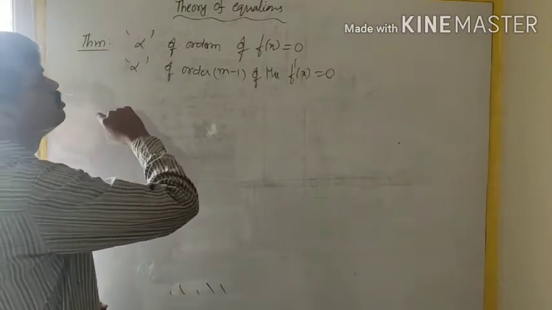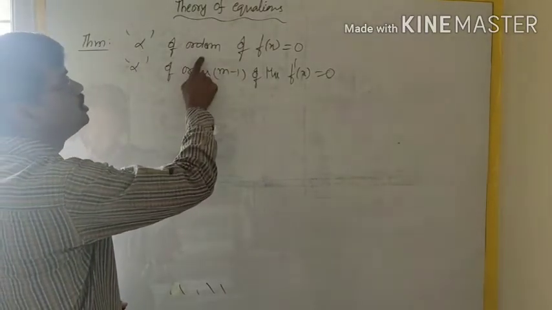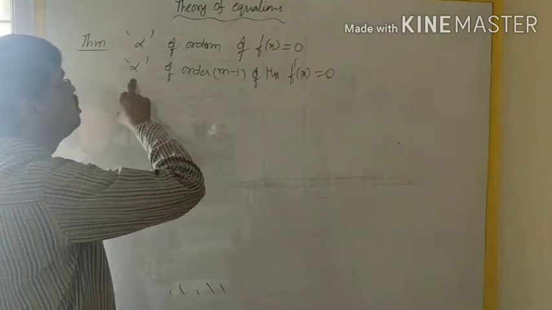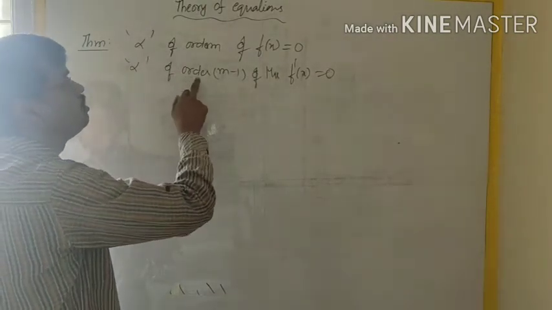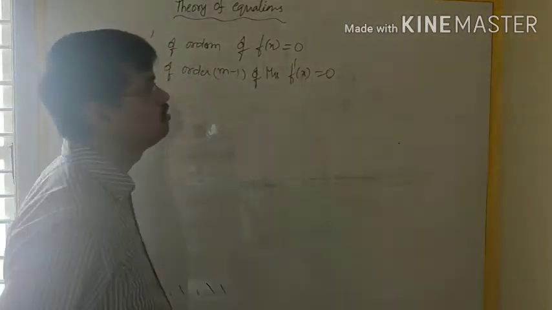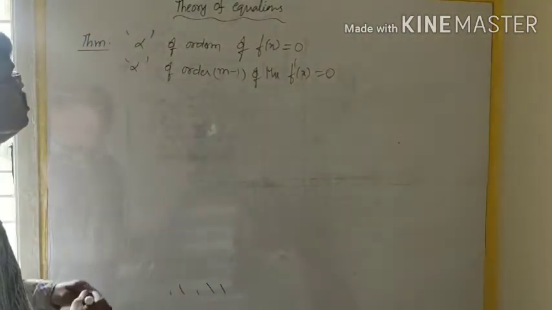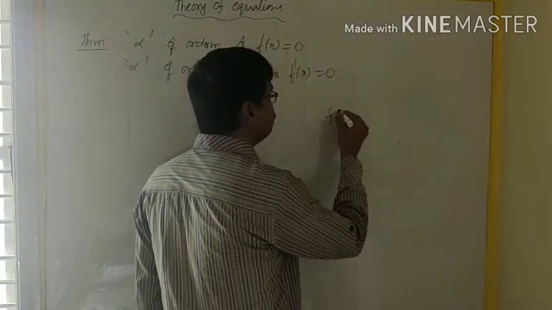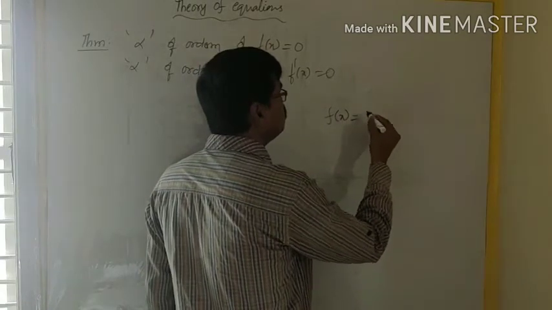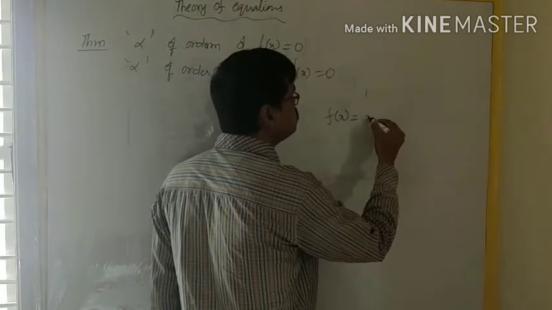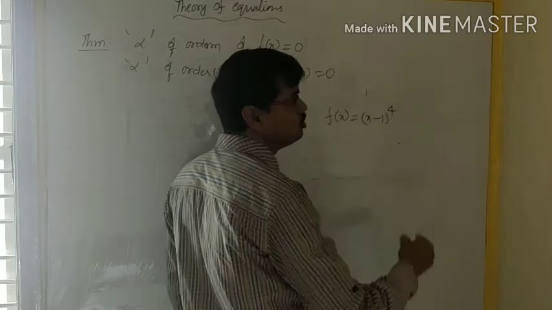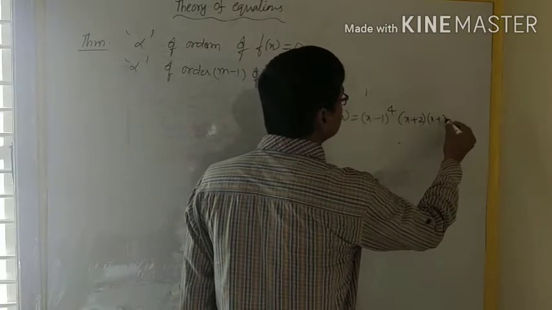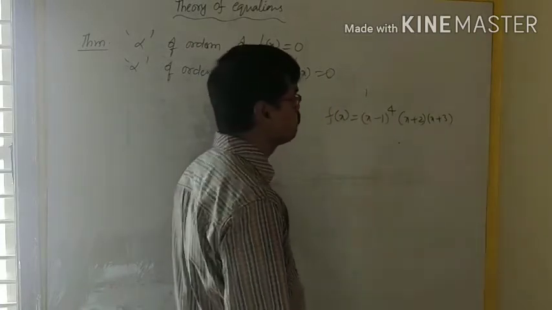Alpha is a multiple root of order m of f of x equal to 0. Then the same alpha will be a multiple root of order m minus 1 of the equation f dash of x equal to 0. How is it? You see. Alpha is a multiple root of order m. Suppose, as we discussed before, f of x has 1 as a multiple root of order 4. So it becomes (x minus 1) to the power of 4 into (x plus 2) and (x plus 3). So here 1 is a multiple root of order 4.